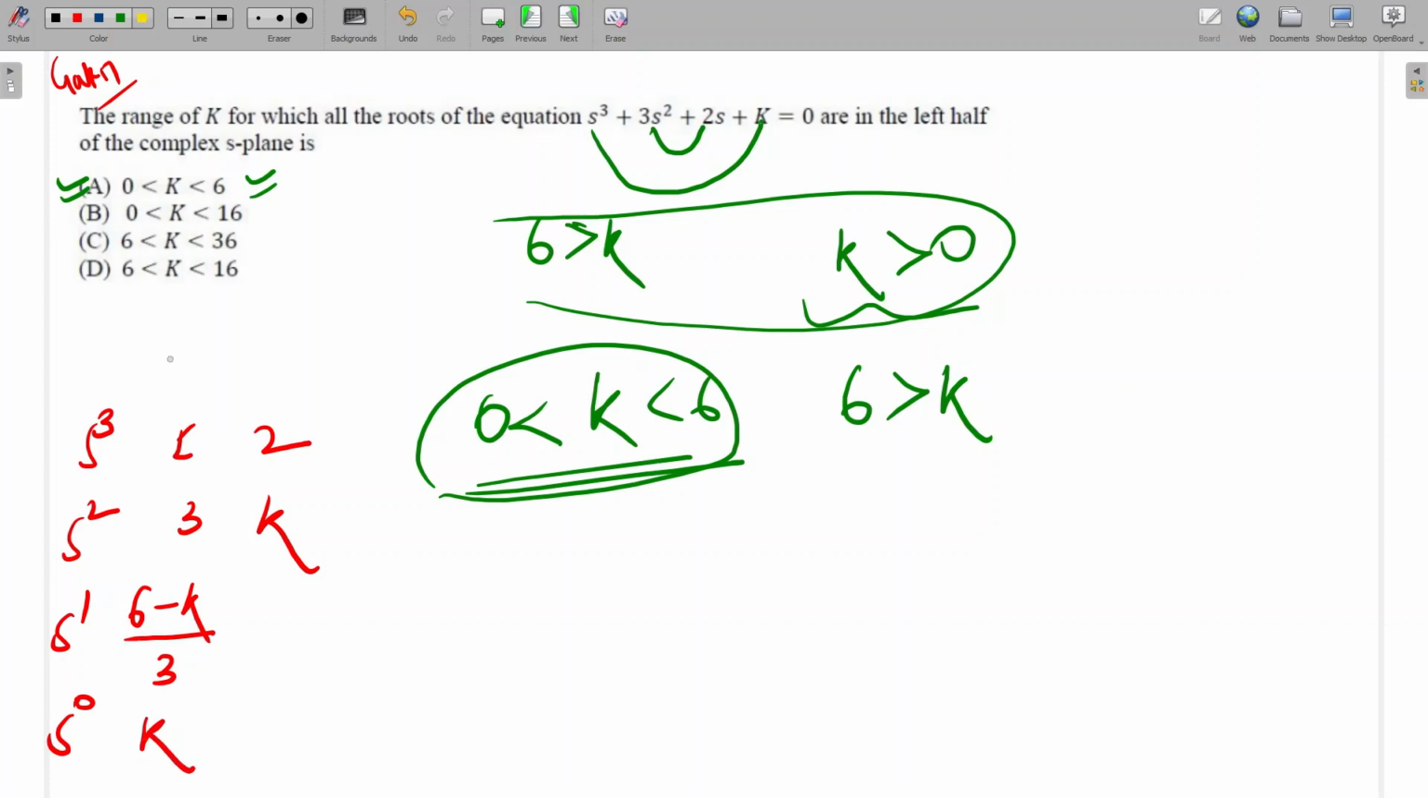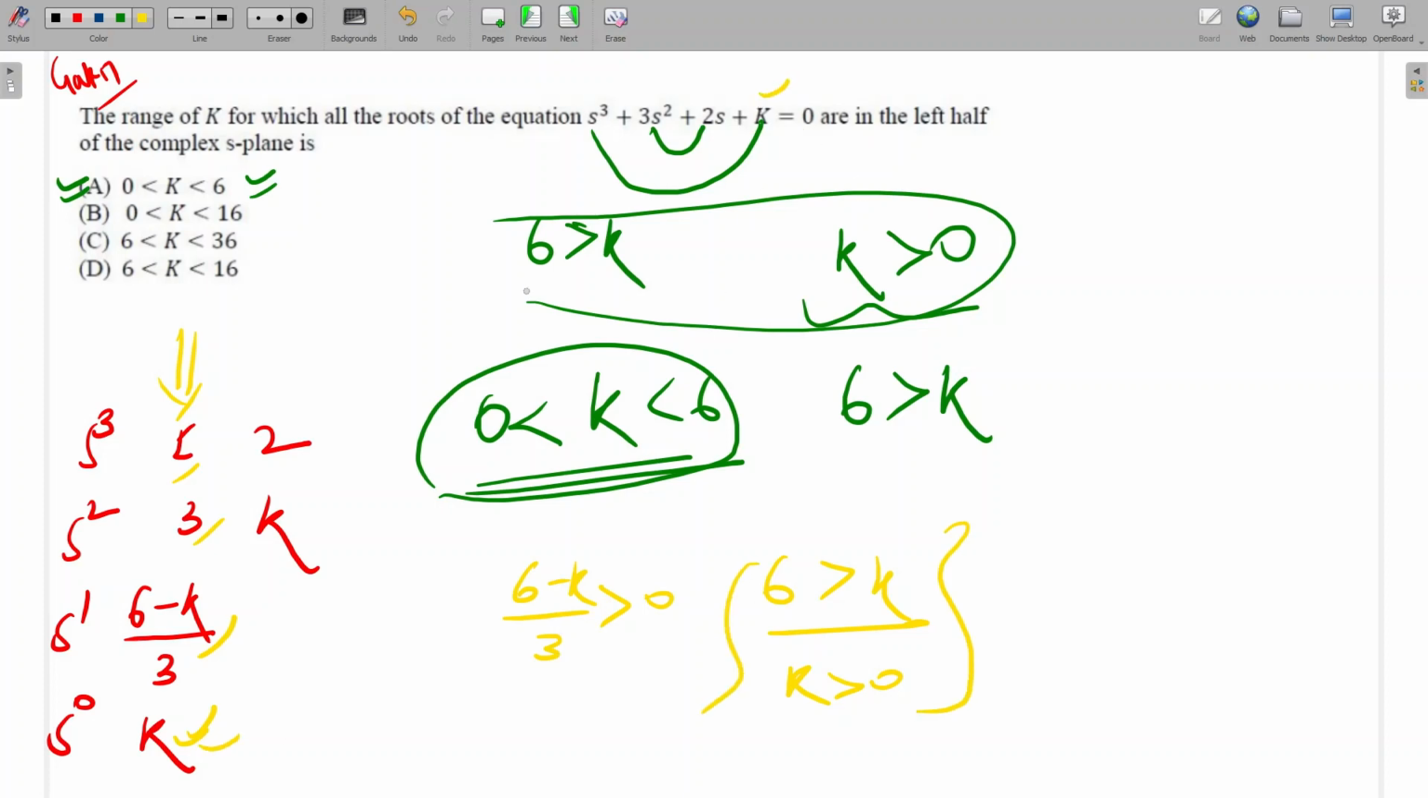The rule is that the first column should be of the same sign. Like if this is positive, then this should be positive and this should be positive. So 6 minus k by 3 greater than 0 means 6 should be greater than k. One criterion. And this should be greater than 0, k should be greater than 0. So from here only this rule is forming. Means k should be greater than 0 and internal product should be greater than external product.